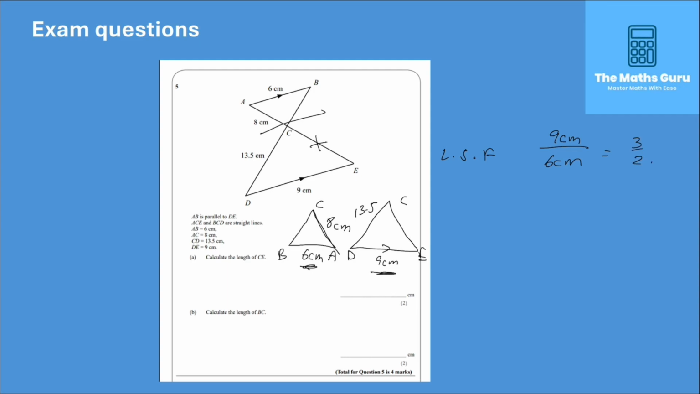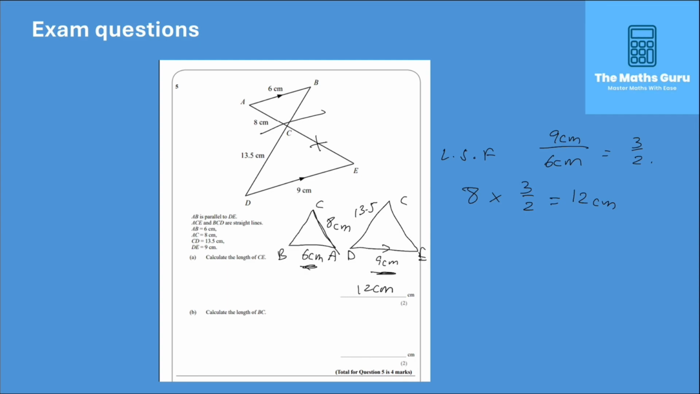Remember, when we're doing scale factor, they have to be the corresponding sides. And when I mean corresponding, the side that represents the side in the larger shape. So as you can see in these two triangles, the bases are what we can use to work out the scale factor. So now working out CE, we know that 8 centimeters, our C to A, corresponds to our C to E. So 8 times 3 over 2 gives us 12 centimeters, and that is our answer.